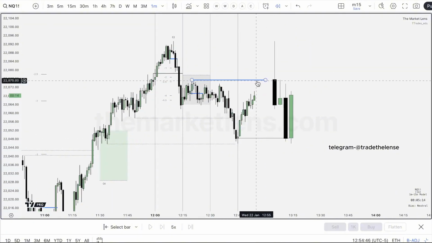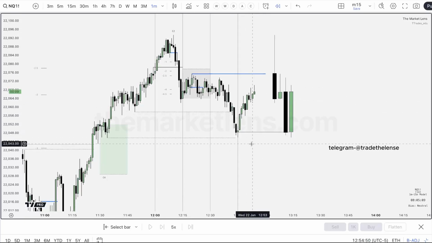Yeah, if I had to guess what happens here, it sweeps this high, and if we come back into the range, then we go right back to these lows. But I'm not speculating on that.